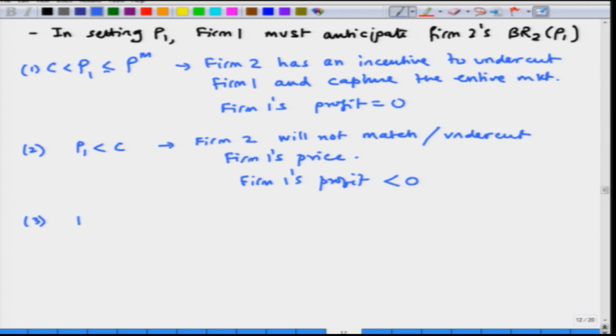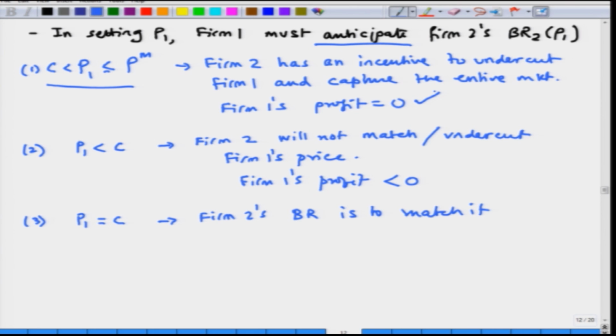And finally, if firm 1 charges a price which is equal to marginal cost, well, firm 2's best response is to match it. So, both firms are going to split the market and the profit of each one of these firms is going to be equal to 0. So, this behavior of firm 2, which firm 1 is going to anticipate, puts firm 1 in a bind. Charging a price greater than the marginal cost implies that it does not make any sales, nobody comes to it, and its profit is going to be 0. Charging less than C is again not optimal because its profit is going to be negative.